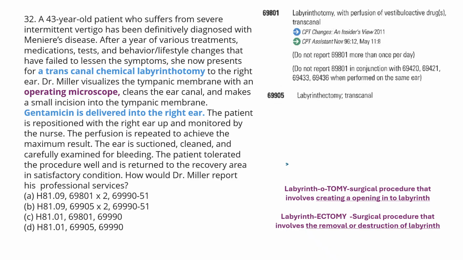Labyrinthotomy is a surgical procedure that involves creating an opening into the labyrinth, while ectomy is a surgical procedure that involves the removal or destruction of the labyrinth. What has happened here is labyrinthotomy. And then remember, do not report 69801 more than once per day, and do not report 69801 in conjunction with this code when performed on the same ear. So these are the important parenthetical notes. Now you have all this important clue. Tell me what is the answer.